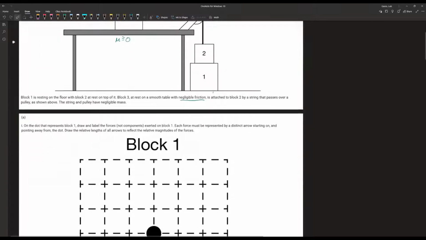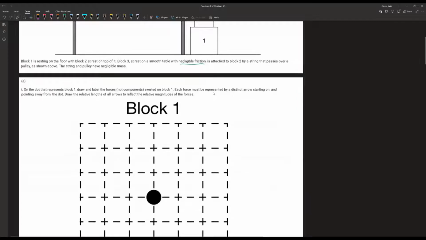So part A here, or part 1 of part A really, reads, on the dot that represents the block, draw and label the forces. Really important: generally, you do not want to draw components on free body diagrams. So they're telling us here, don't draw the components, just draw the full force exerted on block 1. Each force must be represented by a distinct arrow starting on and pointing away from the dot. So this is the point mass approach, where that entire block size doesn't really matter.